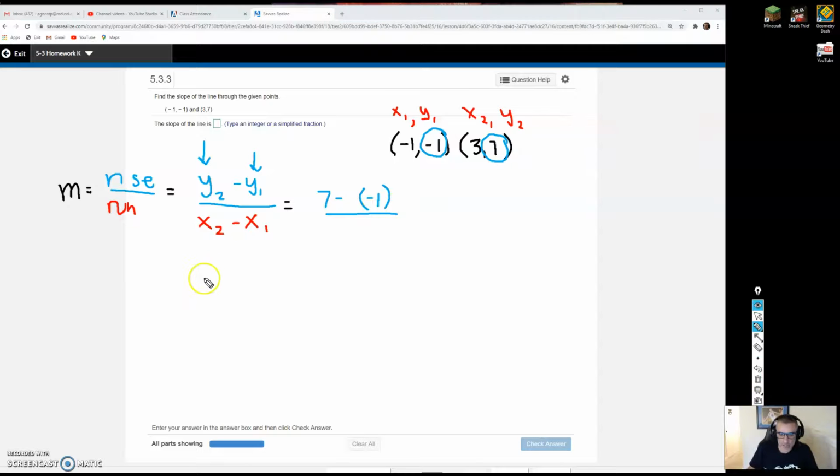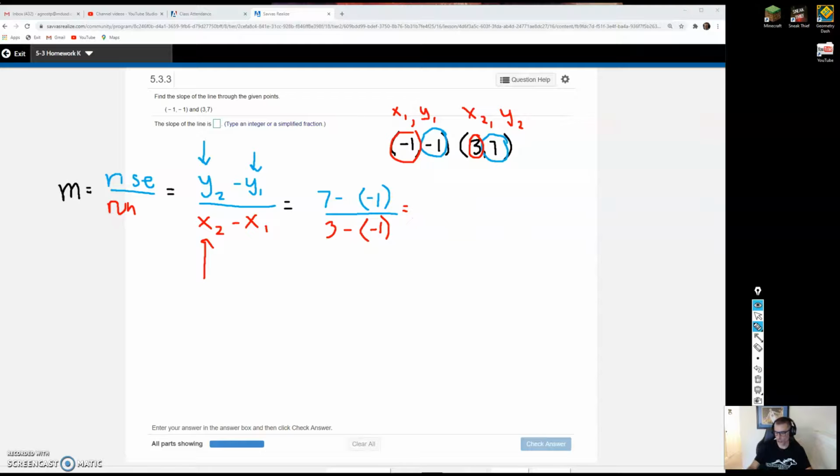All right, going to the bottom, I need to find x sub 2. X sub 2 is right here. So that's 3 minus x sub 1, which is negative 1. And now I need to calculate what these numbers are.